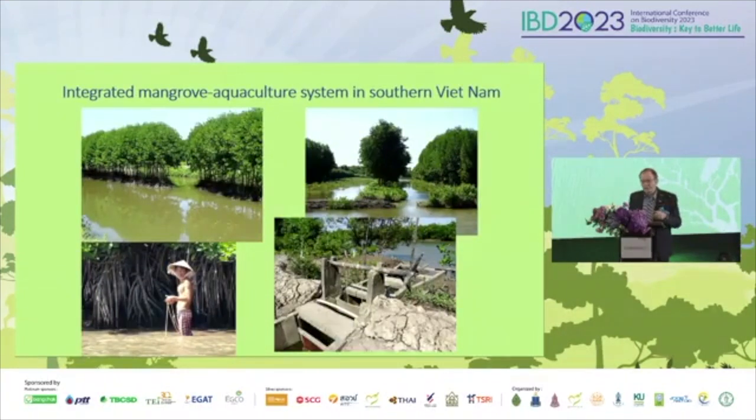So this is a typical traditional integrated system in southern Vietnam. According to the government law, which was passed a good many years ago, the farmers are supposed to keep 60% of the land area under mangrove and only use 40% for aquaculture. But as I explained, because of their wish to intensify, they cut more and more of the mangrove and created larger and larger space for intensive shrimp farming, but with very negative environmental consequences.